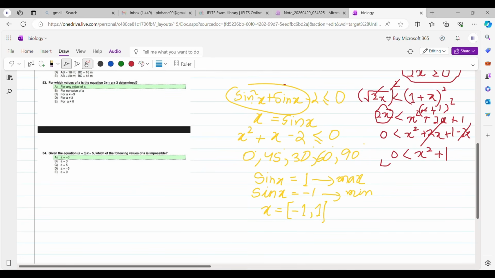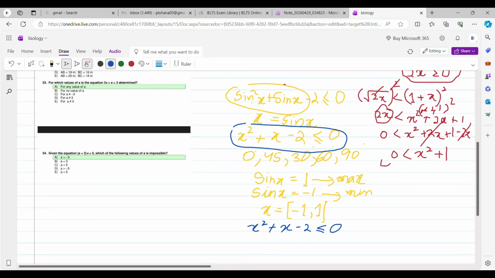Okay, so minus 1 and 1 basically. Now we are going to use the equation that we made very simple: x square plus x minus 2 is less than or equal to 0. Now I have to solve it.